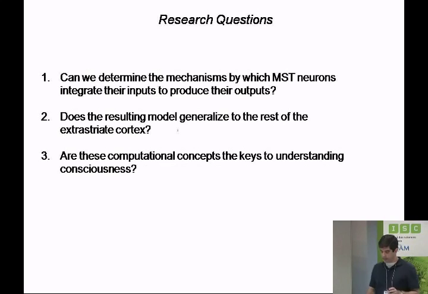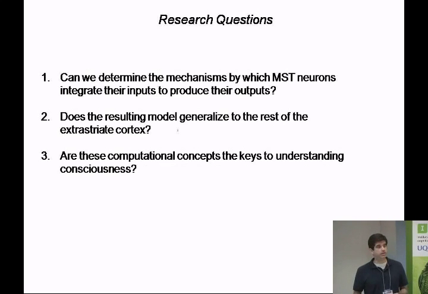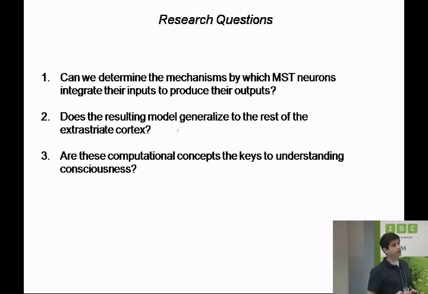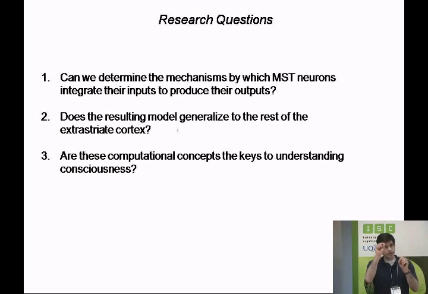So I'm going to talk quite a bit about area MST. And after that, I'm going to ask if we can get a mathematical model of MST, does it generalize to the rest of the extrastriate cortex? And this bears on what I think is a really important question in studying the visual system and sensory systems in general, and that is: is every little one of these areas in the extrastriate cortex a sort of different entity? Is the brain just a bag of tricks where it solves lots and lots of different problems in completely different ways? Or are there core principles we can extract that apply to each area, so that once we've gotten a really good understanding of one area, we understand all of them? Obviously, that's what we would like to be the case.